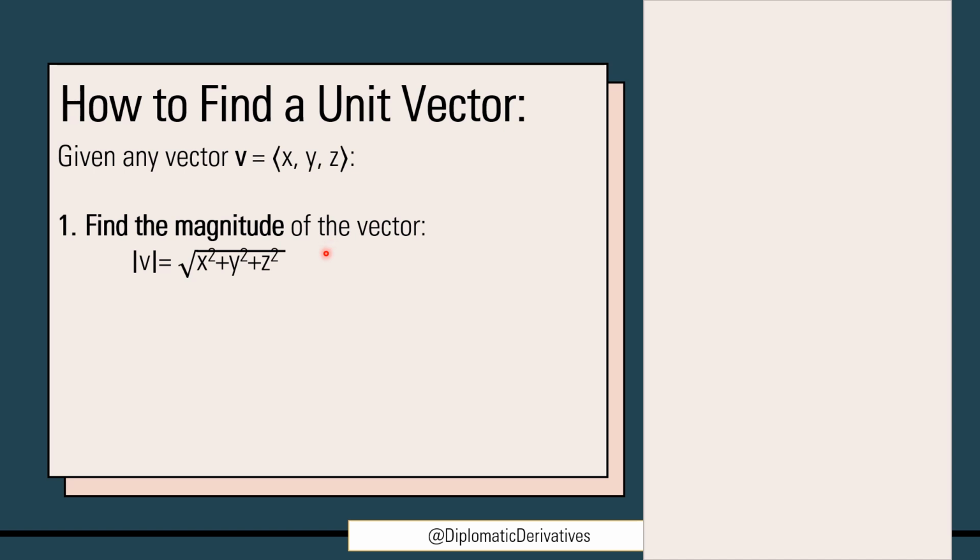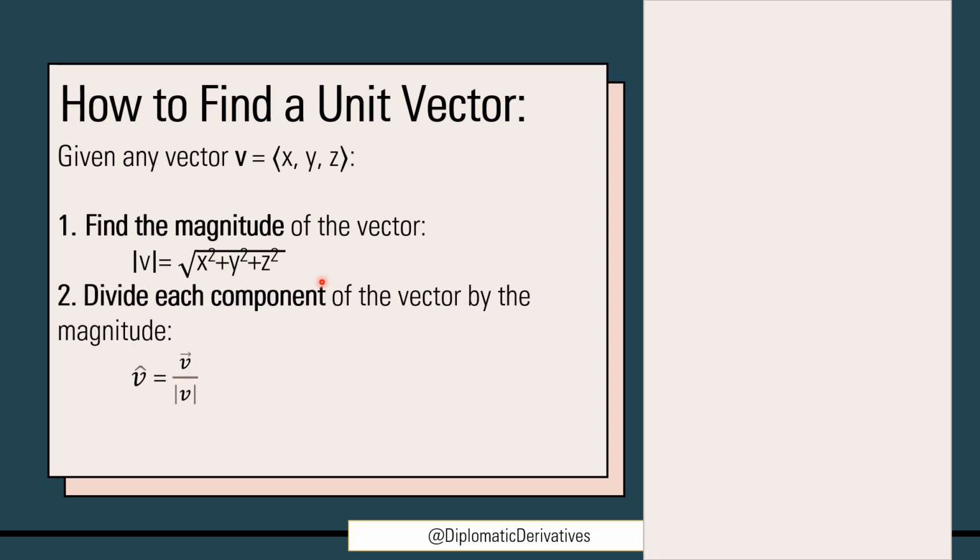We have already done this in one of the videos, the first video in this series on vector algebra, also linked in the description box below. Finding the magnitude, the formula is: magnitude of v is equal to the square root of x square plus y square plus z square. Next step is to divide each component of the vector by the magnitude. So unit vector is equal to vector v divided by magnitude of v. This is the formula for the unit vector.